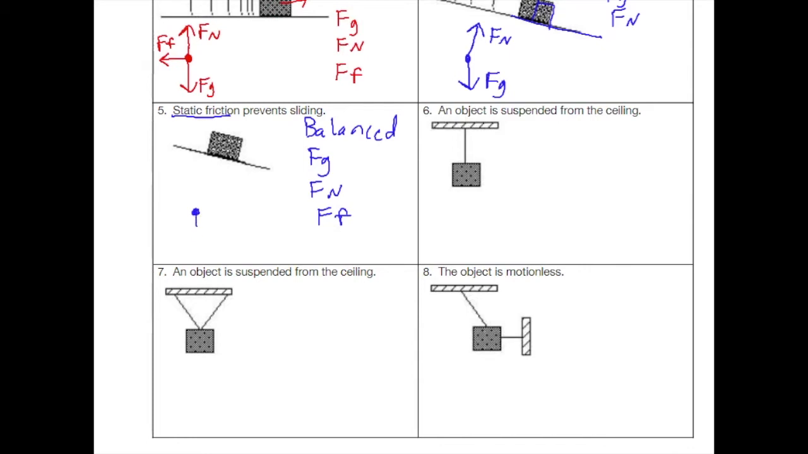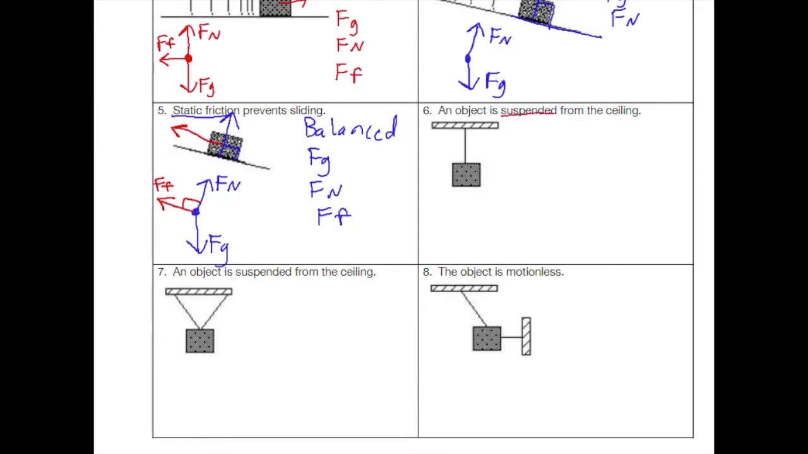So for my free body diagram, I have gravity pointed downward, normal pointed perpendicular. So this again is at an angle. So normal is going to point up at an angle. And then I also have friction here. So friction is going to point opposite the direction of motion. And in this case, it would be parallel to this surface. So friction is also at an angle. And you're going to notice that friction and force normal form a 90-degree angle here. This will always be the case when an object is on an angled surface, or in other words, an inclined surface. Number 6, an object is suspended from the ceiling.